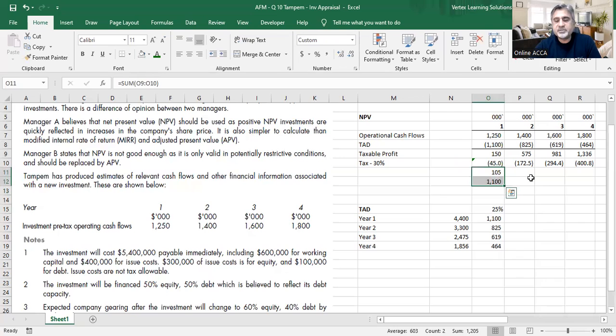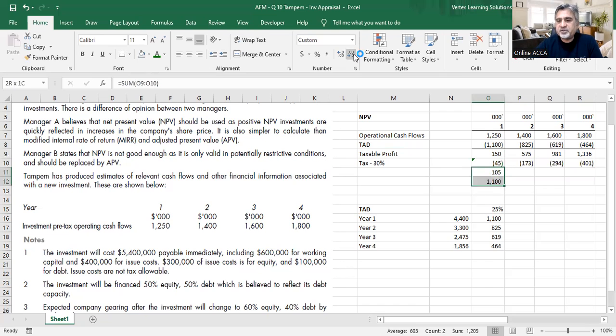You can do it like this. You can make a total of these two numbers. This is my taxable profit, 150. I pay tax 45. Let me just take these numbers like this. So it is 105. And then I add back this depreciation because the cash is still with me. It's a non-cash expense.